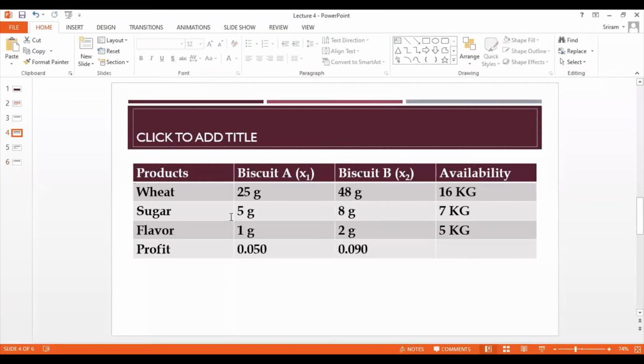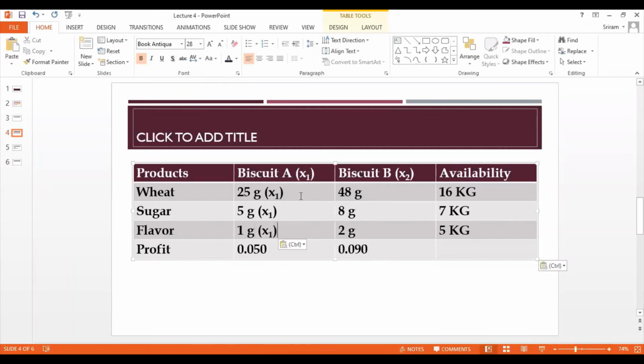When I check wheat, sugar, flavor, as I told you yesterday, when I take X1, I multiply X1 to all the corresponding values: wheat, sugar, and flavor, X1, X1, X1. For the same idea with biscuit B, this is X2, X2, X2.